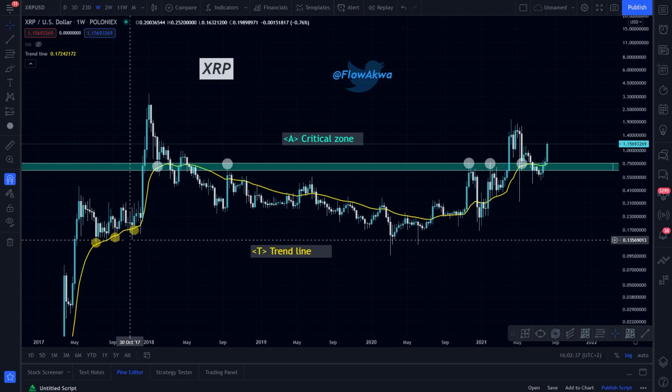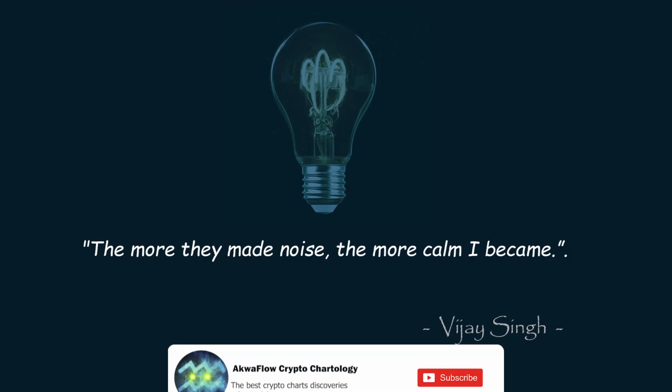When you look at the XRP price chart, what is it? 1, 2, 3 or 4? I give you a few seconds. Let me know in the comments if you guessed it right.